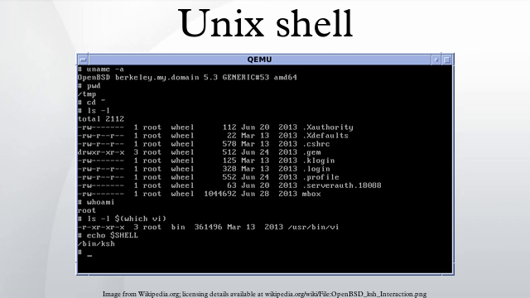C shell. The C shell was developed by Bill Joy for the Berkeley Software Distribution, a line of Unix operating systems derived from Unix and developed at the University of California, Berkeley.